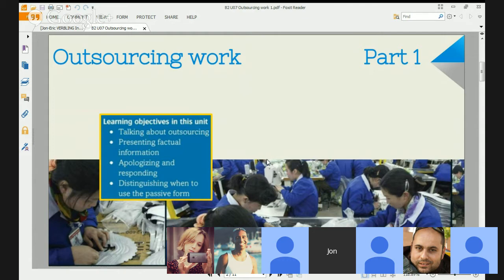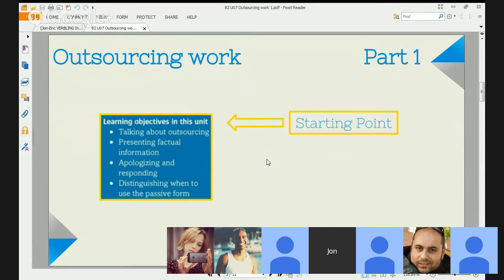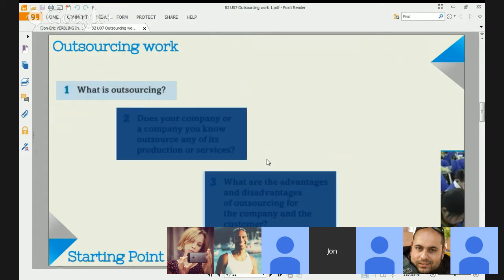So that's an example. In our starting point, we're going to just get some basic vocabulary about outsourcing. But here's what I want to do first. I want to start with this question. What is outsourcing? Let's start by getting a definition. Who wants it? What is outsourcing? I can answer. You certainly can.